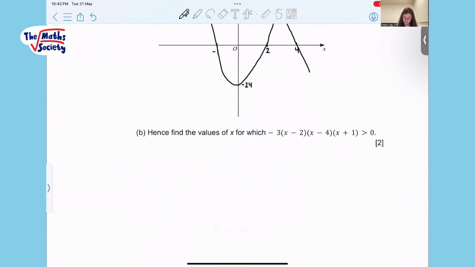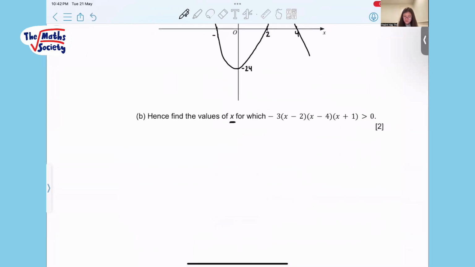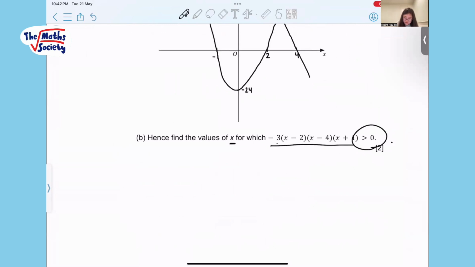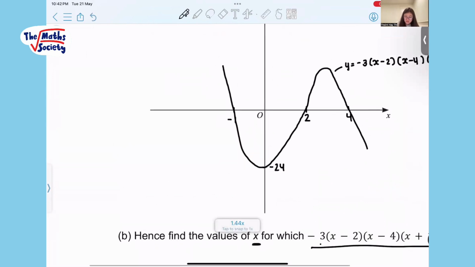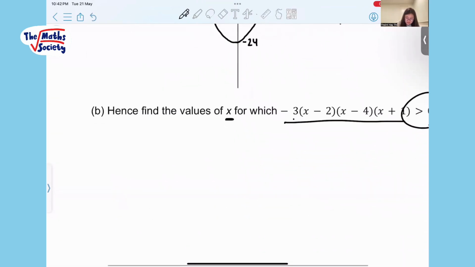And then we'll look at question B. So now hence we need to find the values of x for which -3(x - 2)(x - 4)(x + 1), this whole expression, is greater than 0. So we need to know where it is greater than 0. So we'll just go back to look at the graph. Where the graph is below the axis it's less than 0, and it's going to be this side that it goes away from, right? So we know that x is going to be less than -1.